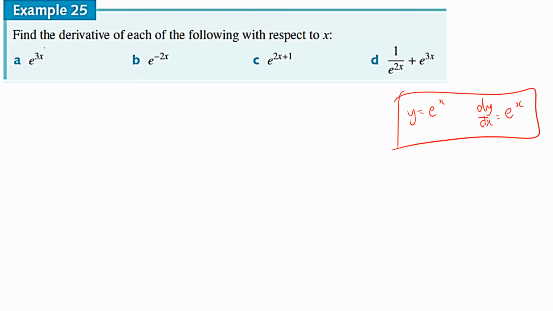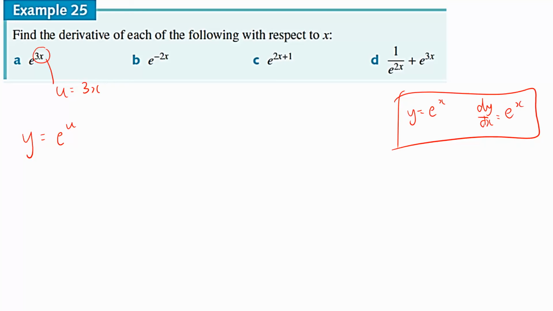So how do I make it easier? Instead of having 3x, I say, what if I let u equal 3x? Why do I do that? Because that now changes my problem. Instead of y equals e to the 3x, it is now y equals e to the u. See what I'm doing? I'm just saying, instead of having 3x, what if I replace that with one variable? Why did I do that? Because now that doesn't look different to this.